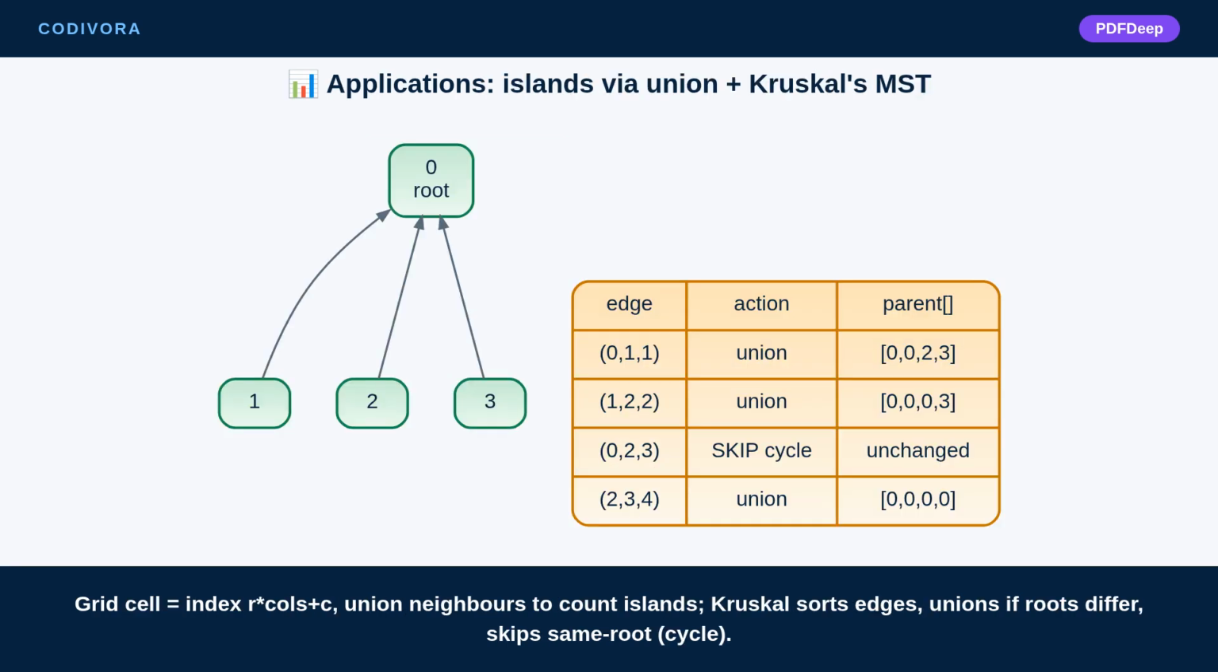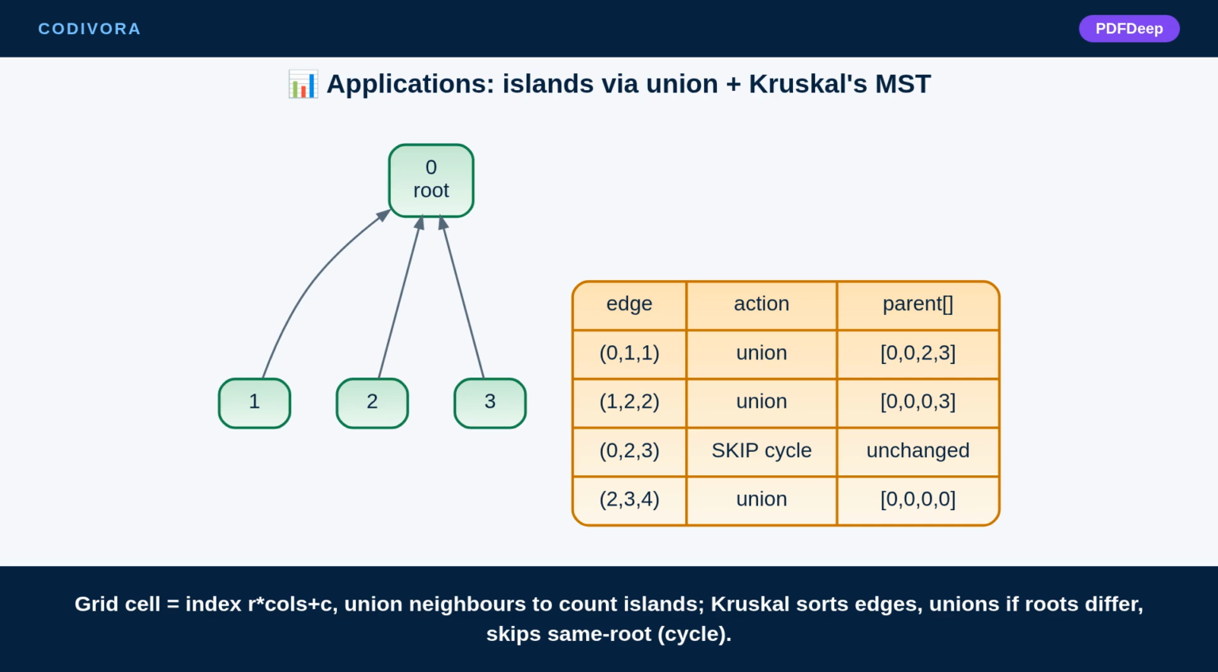Two more killer apps. Number of islands. Encode each grid cell R, C as one index, R times cols plus C, then union each land cell with its land neighbors. The number of surviving roots is the island count, and this shines when land appears cell by cell, where DFS would reflood the whole grid.